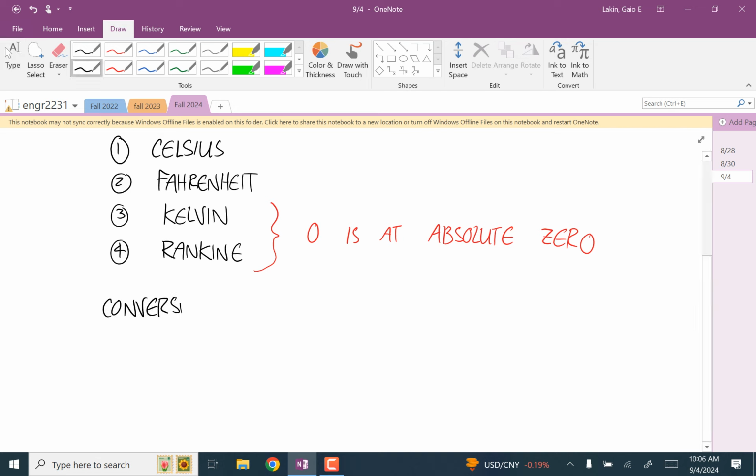The conversions: the Fahrenheit temperature is the Rankine temperature minus 459.67. And so that tells you what absolute 0 is in Fahrenheit. It's negative 459.67 Fahrenheit.